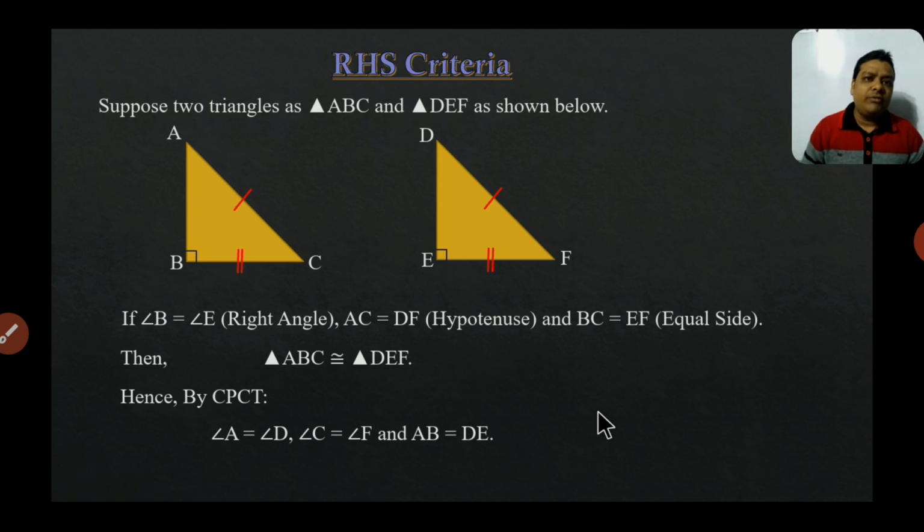So these are the 5 criteria, students, which we use to prove or to find the value of the rest of the angles. Mainly we will use these criteria to prove two triangles are congruent to each other, or that the other parts of the first triangle are equal to the other parts of the next triangle. Okay, students, so I hope that you all have understood.